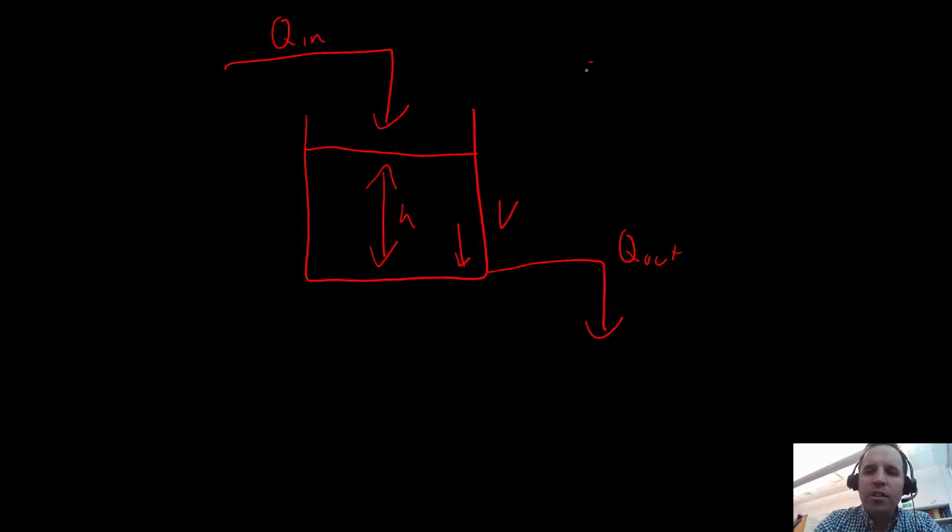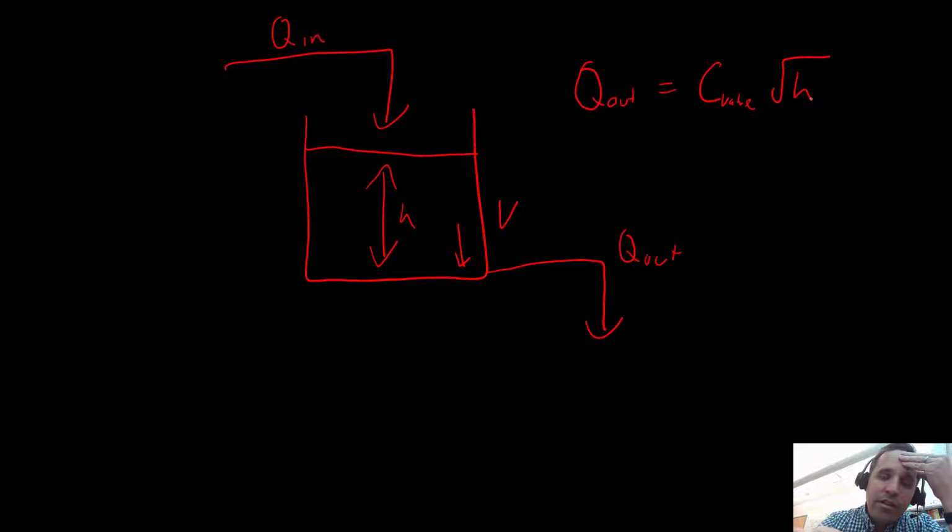So specifically, we're going to use a common relationship where we have Q out is equal to some constant. Let's just call this C valve multiplied by the square root of the tank height. And basically what this means physically is that the higher the level of liquid in this tank gets, the more you have gravity pushing flow out. So as this gets higher, our outflow will get higher.